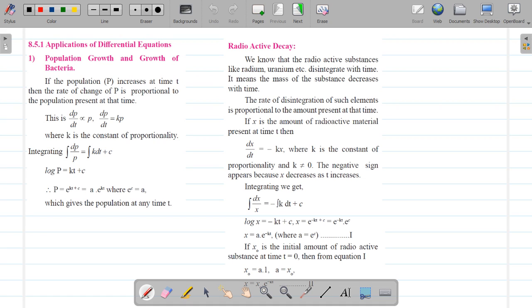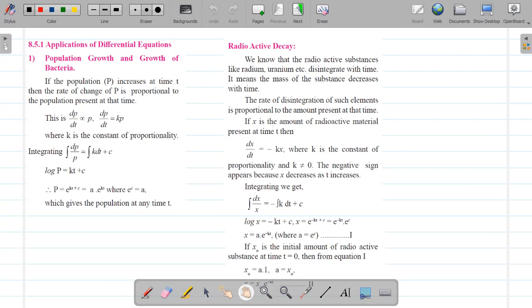Dear students, today we are going to discuss the applications of differential equations. Now let us see here. The first application that we are going to study is population growth and growth of bacteria. We will solve some questions related to the population growth and growth of bacteria. Now in that case, what is given to you?